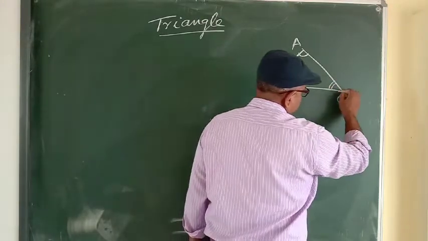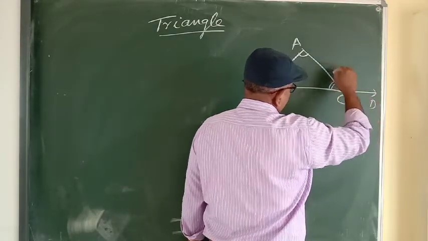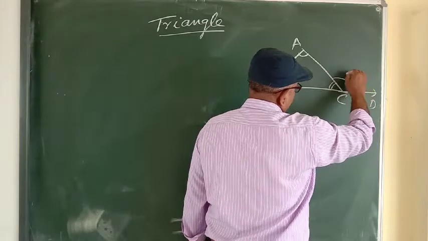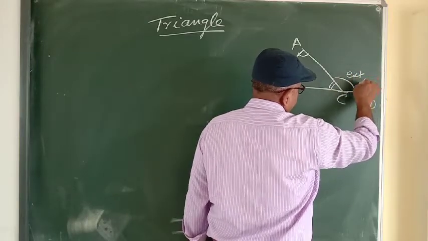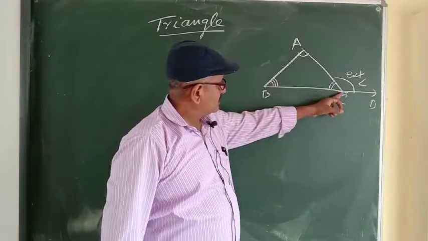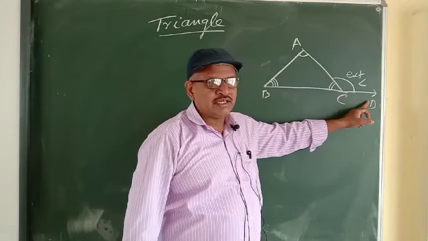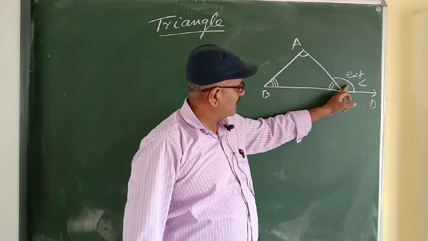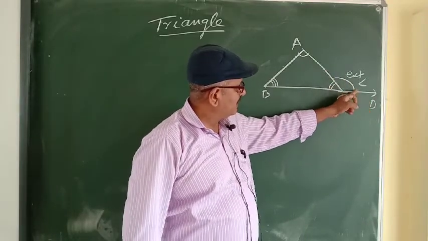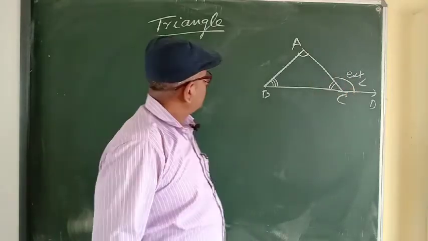If we produce one side BC up to D, then angle ACD is called the exterior angle. ACB is the interior angle, and ACD is the exterior angle. If we add both angles, they make a linear pair. Their sum will be 180 degrees, a straight angle.